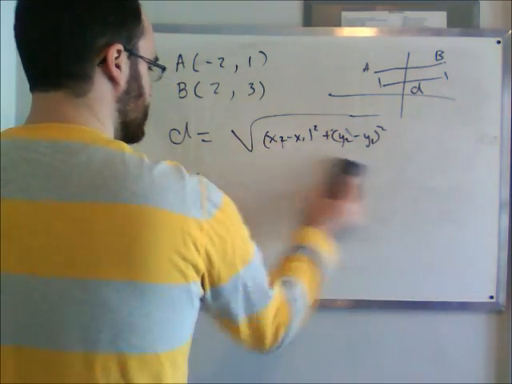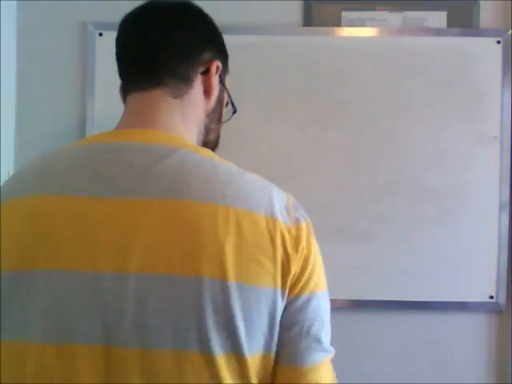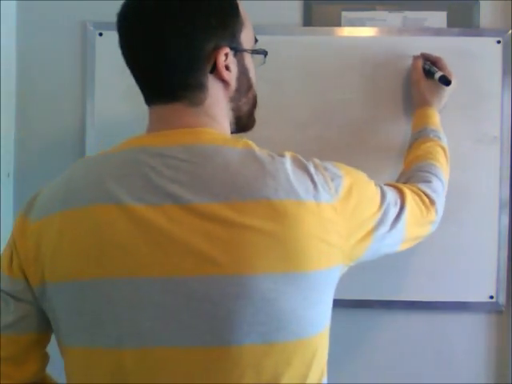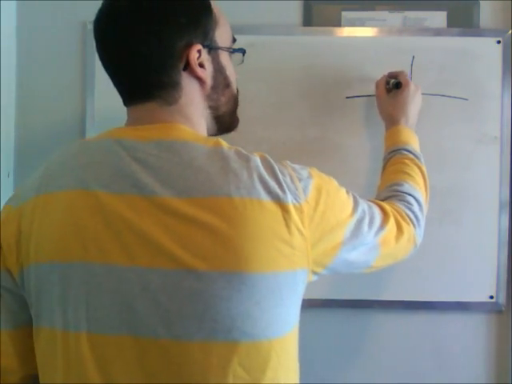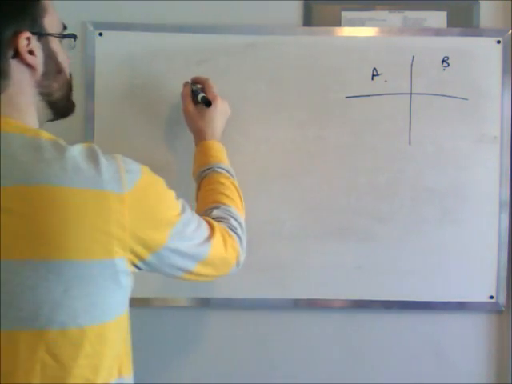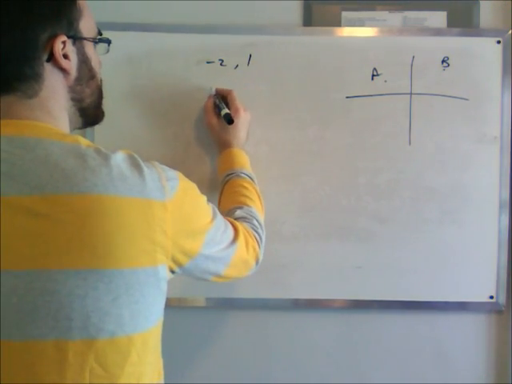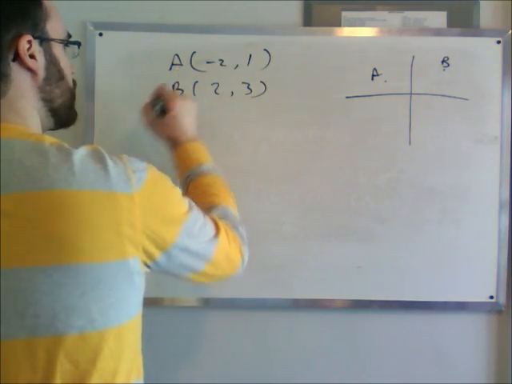Let's go on to the second formula that's very, very handy when you're doing linear algebra, or just regular questions. So let's find the midpoint. A and B are here again. I forget what I said. Let's say minus 2, 1, and 2, 3. So this is my A point and my B point.